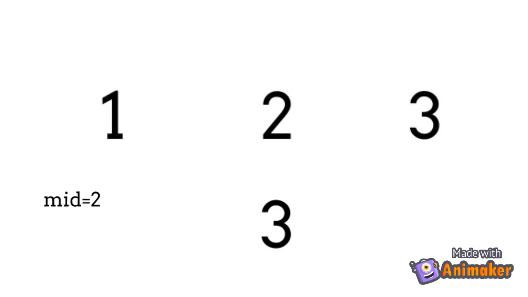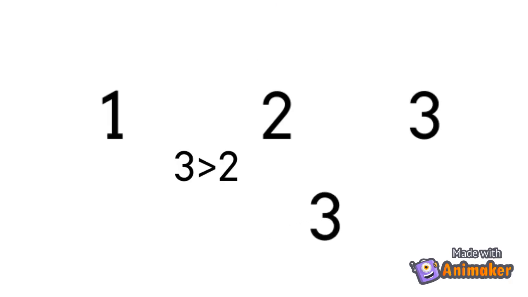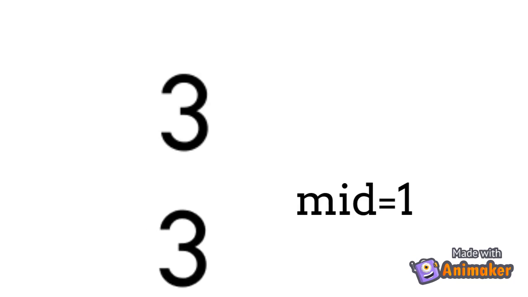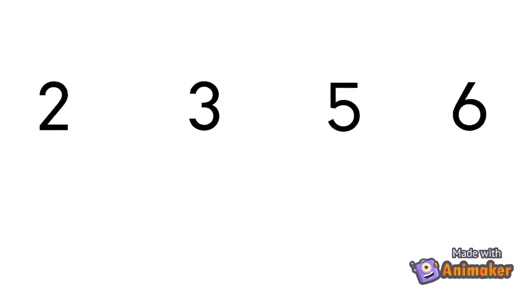And we need to find the midpoint again, then compare with number 3. Then number 3 needs to decide again, should it go to the left or right. Number 3 is bigger than number 2, so it will go to the right. Then we find the midpoint index again. Now we see number 3 is in that array, so we just return the index of that element.